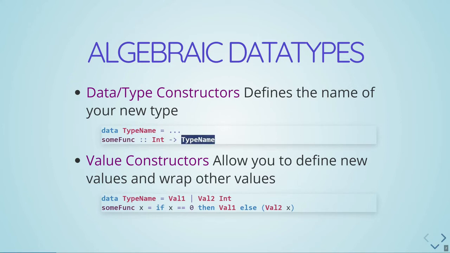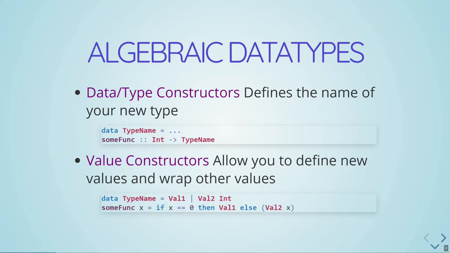The second thing we should be aware of are the value constructors here. So a value constructor is going to make the values associated with your type. So let's say our sample data type here has two value constructors, val1 and val2. So val1 creates a value all on its own. So if you just write val1, that's already a value. Val2, in order to construct a value, needs to have an int attached to it. So val2 only actually becomes a value when you give it an int.